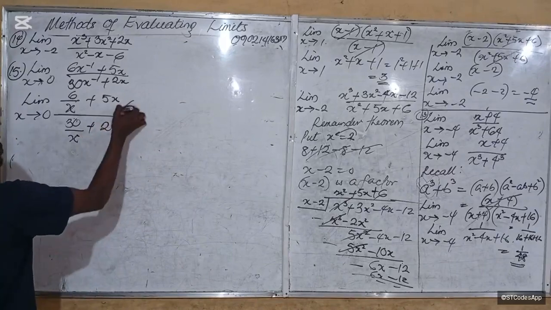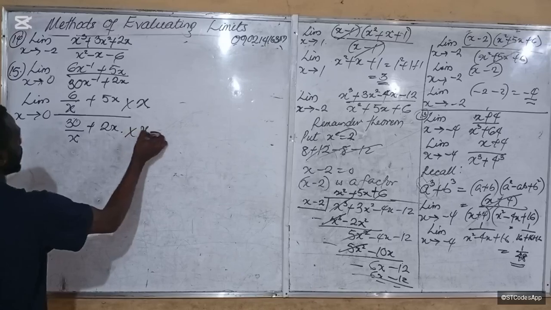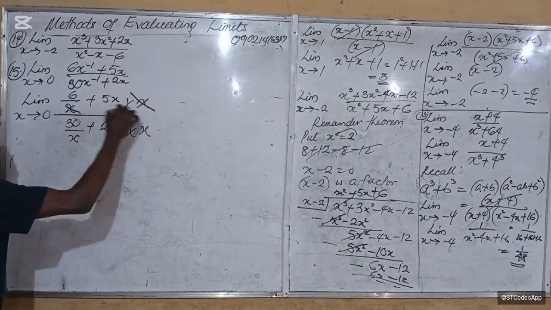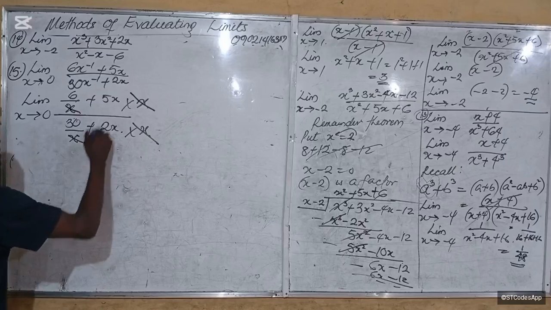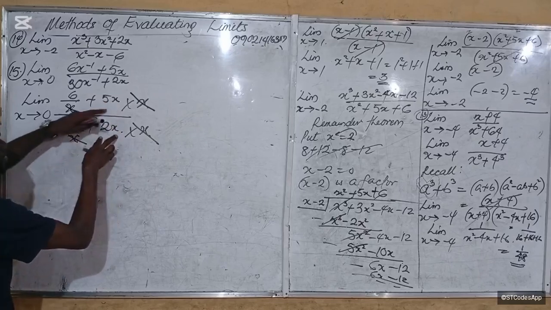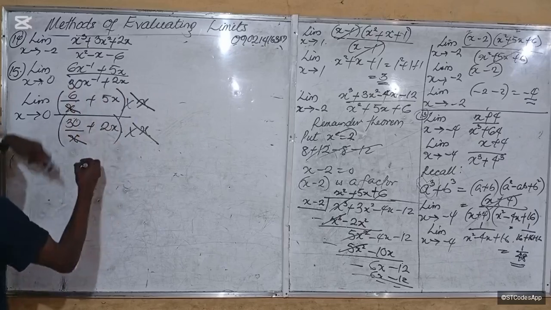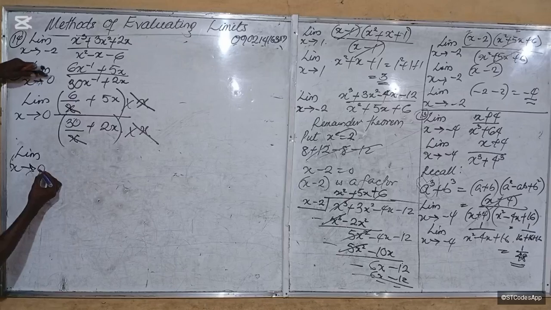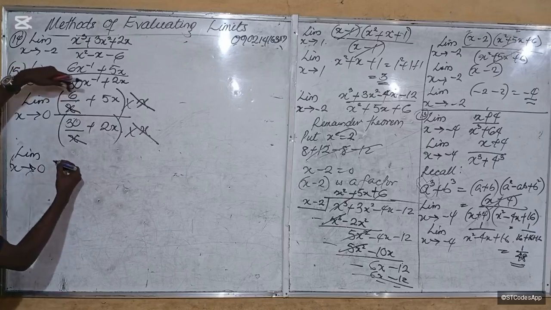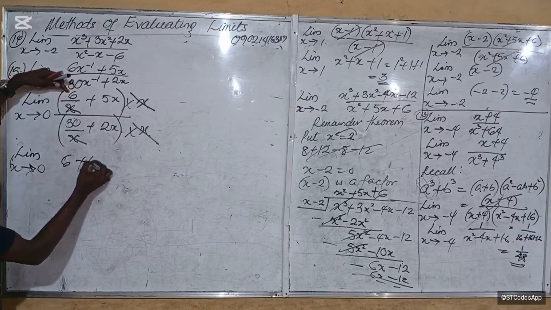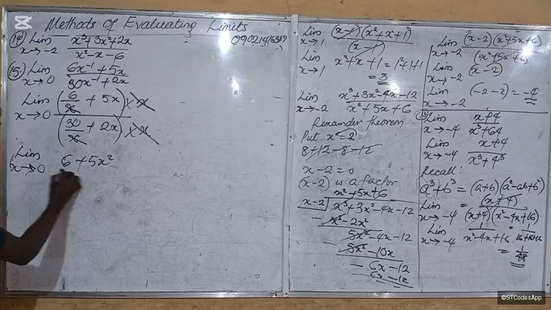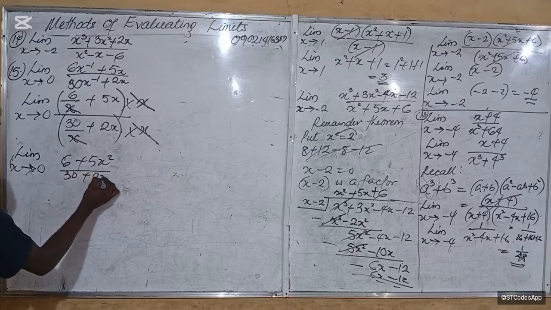So multiply by x, multiply by x. Let's try that. Because if you multiply by x, this will take care of this, this will take care of this. Then we'll multiply this and we'll still multiply this. Is that okay? They are bracketed terms. So we have the limit as x approaches 0 of 6 plus 5x squared over 30 plus 2x squared.